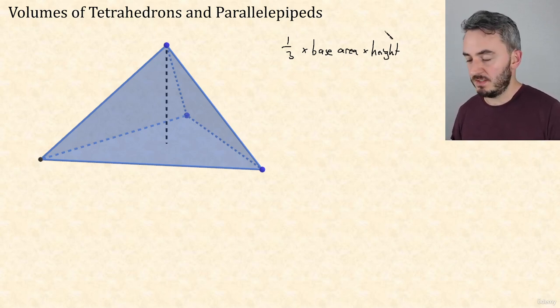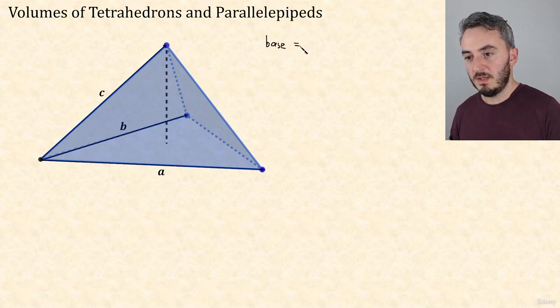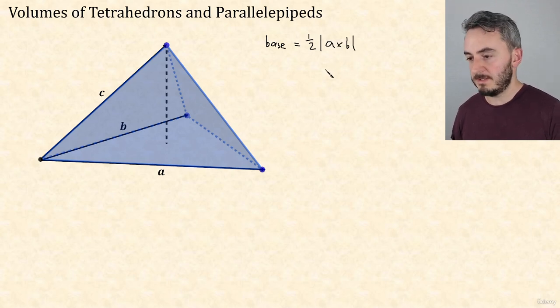Now let's add some vectors on there. So suppose that the vectors defining the base were a and b, and that the vector going up to the apex here was c. Well, we know how to find the area of that base. We've already done that because that's just our cross product in action, our vector product. So we know that our base area is just a half of the modulus of a cross b.